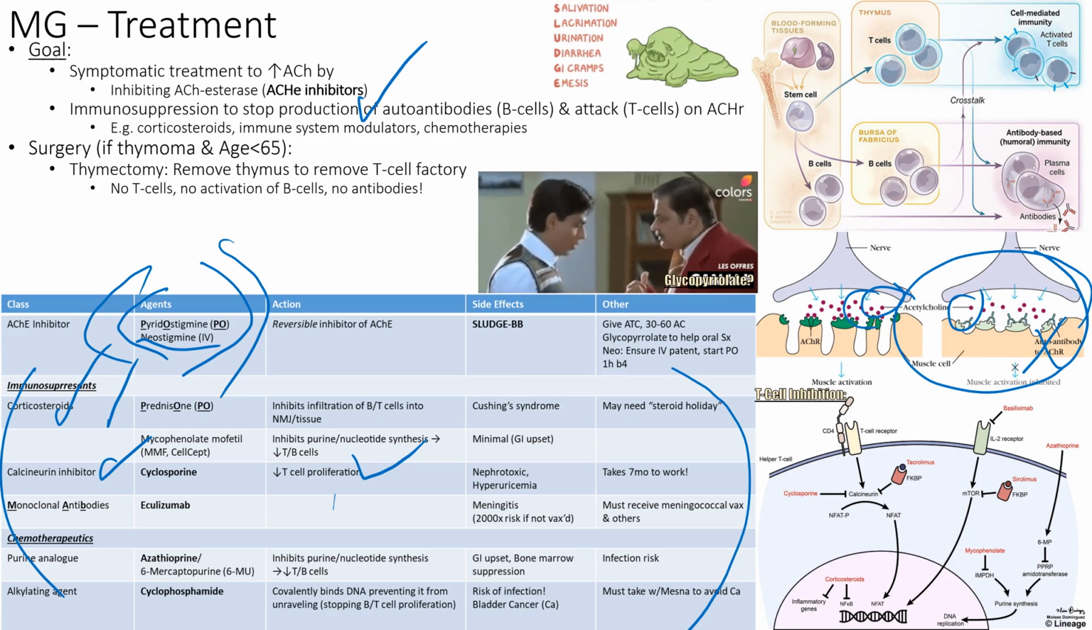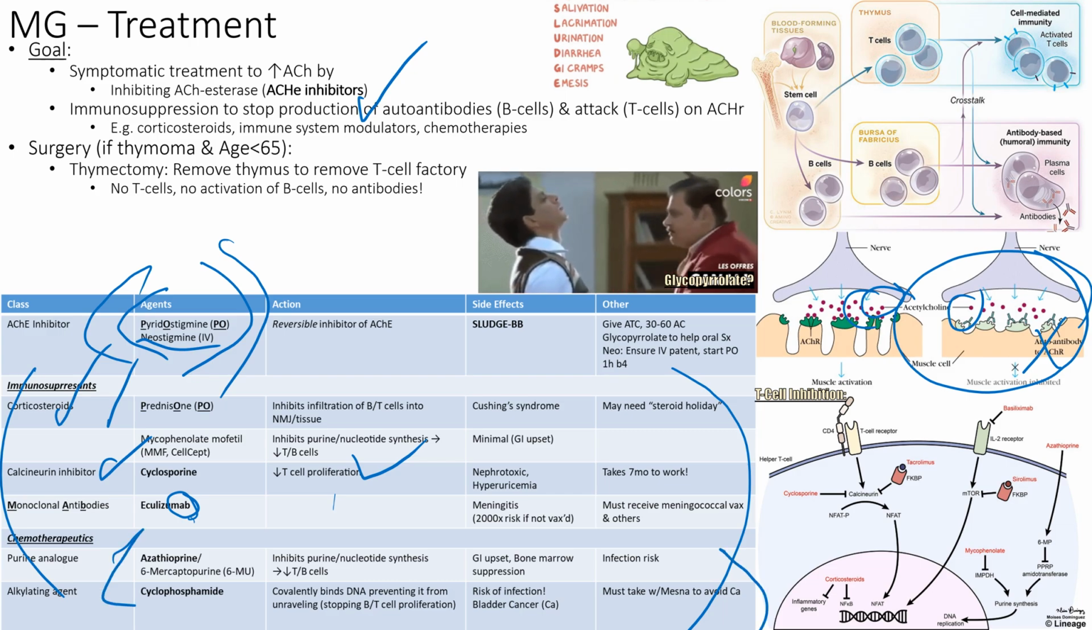We have MABs, right? Monoclonal antibodies are always designed to target something specific. And this one is designed to specifically target these acetylcholine receptors to stop them, kind of be a little bit protective. And then we have different chemotherapy drugs even that can be used to stop the production of B cells and T cells.